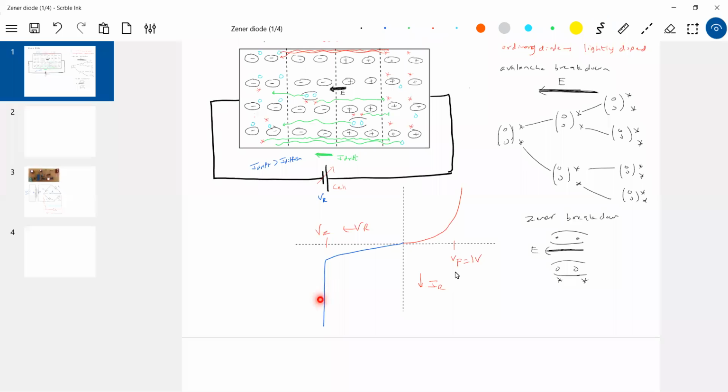And almost at this point, the diffusion current is negligible. Here, both the diffusion and drift currents will be there, but drift will be more than the diffusion. So, what should be the direction of this current? In the direction of the drift, we have to show it, no?